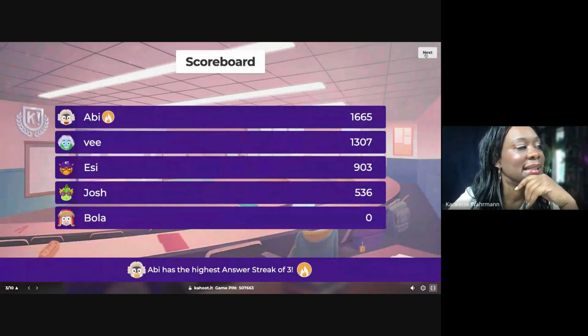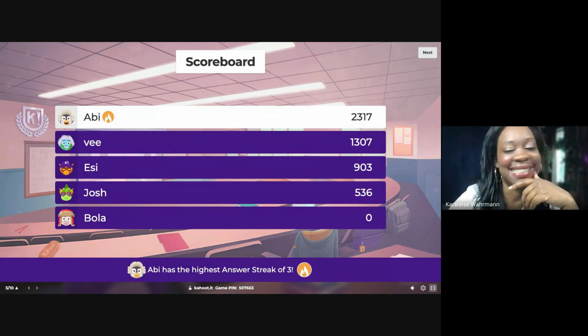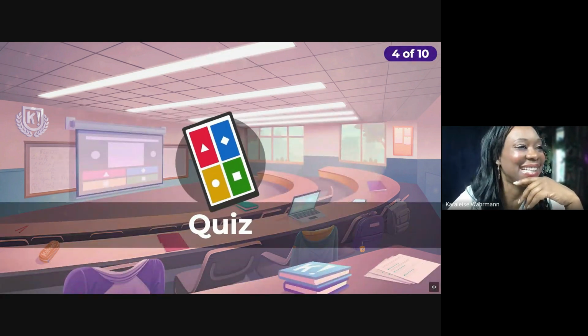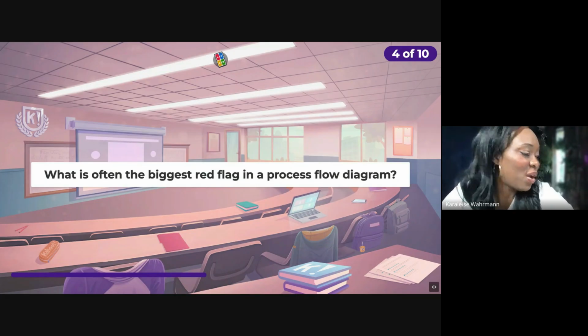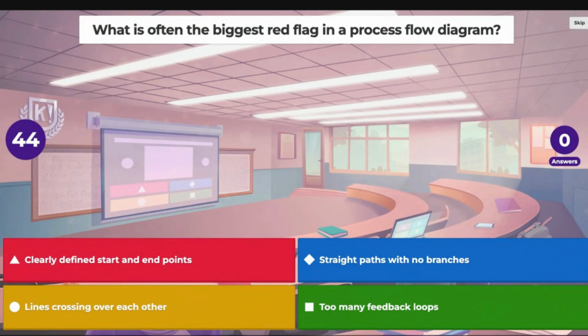Let's see. Oh, Abby, you're killing us. Good job. V is also there. Essie's there. Josh is there. Bola, gotta get you on the board, Bola. All right, let's get ready for the next one. We got 10 to go. What is often the biggest red flag in a process flow diagram?